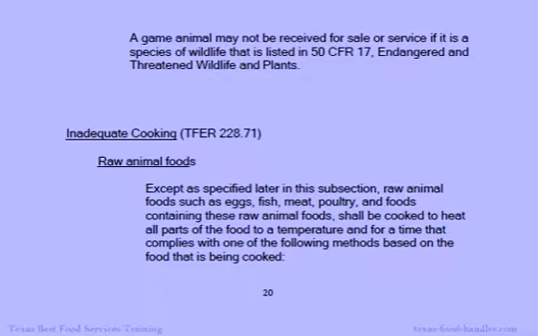Inadequate cooking. Raw animal foods. Except as specified later in this subsection, raw animal foods such as eggs, fish, meat, poultry, and foods containing these raw animal foods shall be cooked to heat all parts of the food to a temperature and for a time that complies with one of the following methods based on the food that is being cooked.